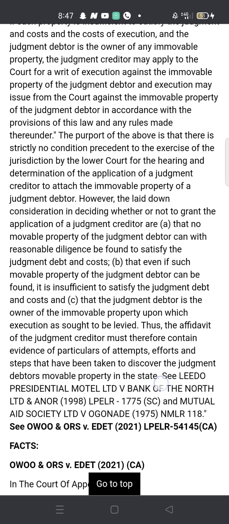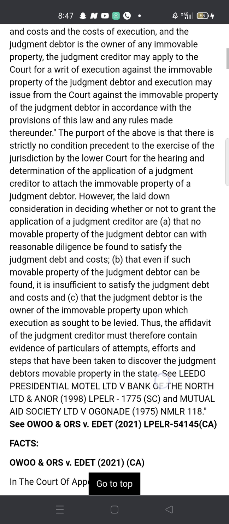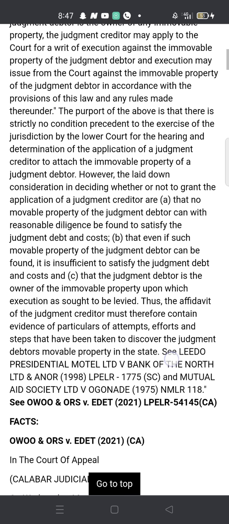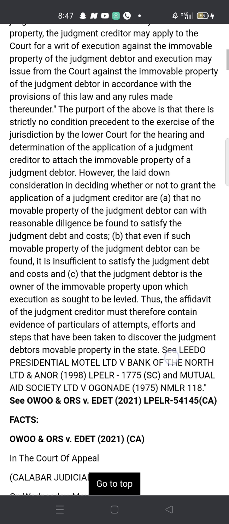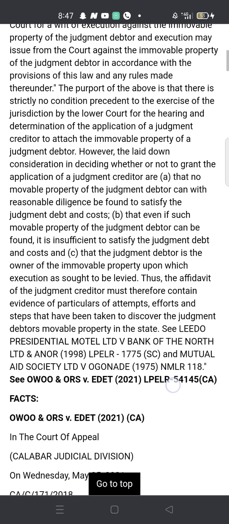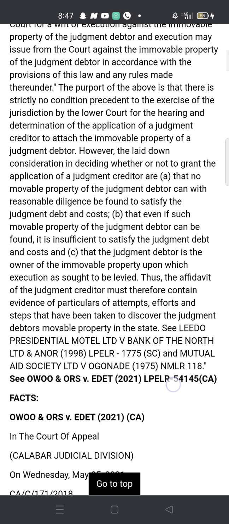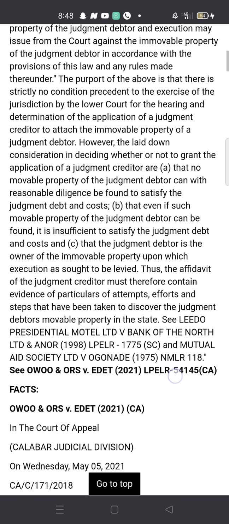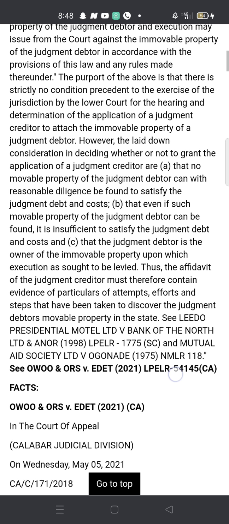And C. That the judgment debtor is the owner of the immovable property upon which execution is sought to be levied. Thus, the affidavit of the judgment creditor must therefore contain evidence of particulars of attempts, efforts, and steps that have been taken to discover the judgment debtor's movable property in the state. So this is the case of Lido Presidential Motel Limited against Bank of the North Limited and others.